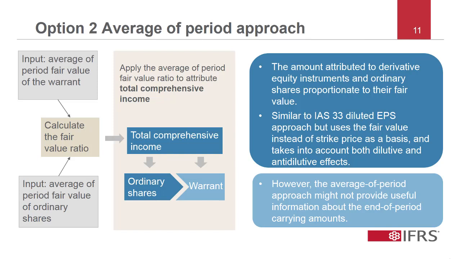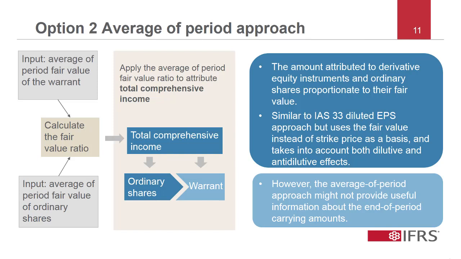The rationale behind the average of period approach is to use the relative average fair value of the warrant and ordinary shares as the ratio to apportion the entity's total comprehensive income. The objective is to achieve an attribution amount that could be used by users of financial statements in a similar way as diluted earnings per share calculated by applying IAS 33.